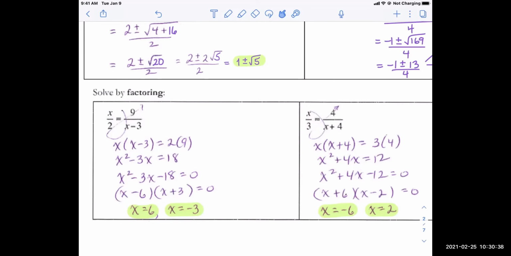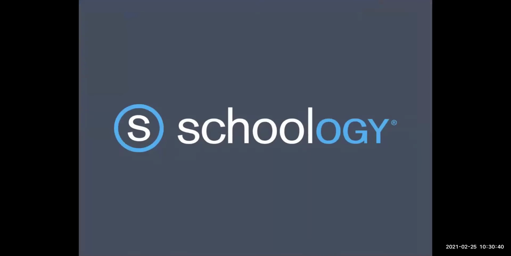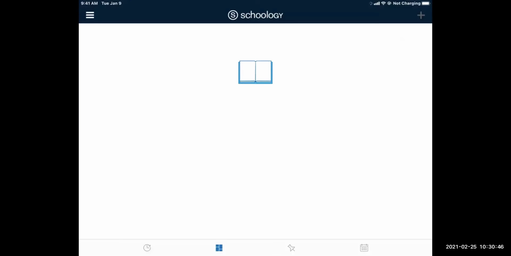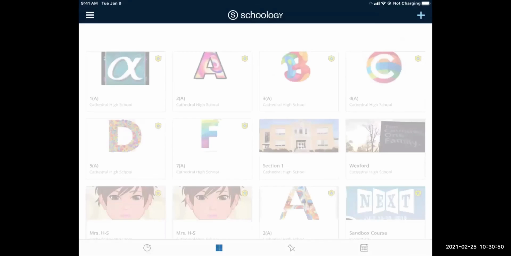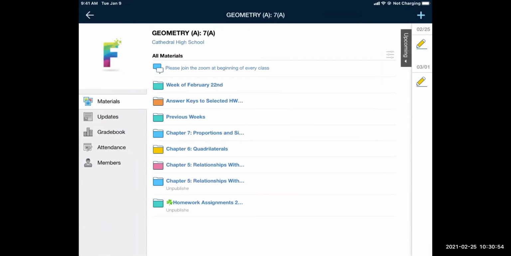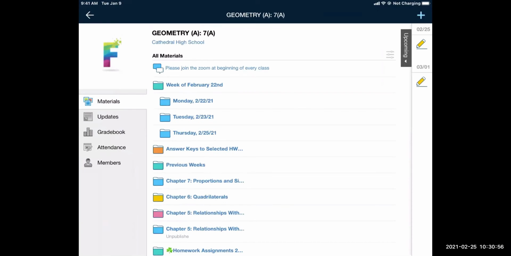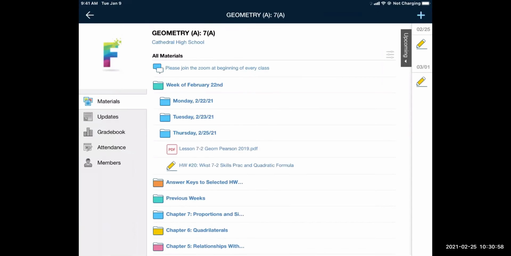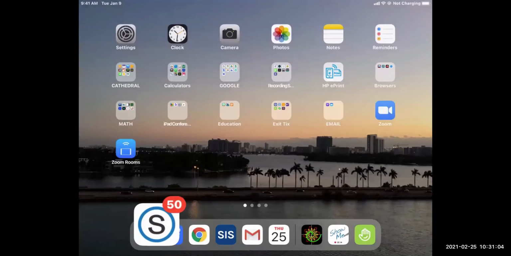Okay, we're going to go ahead and get lesson 7.2. So 7.1 was solving proportions. 7.2, we're going to start talking about similarity. All right, so go to today's folder and import lesson 7.2. Your homework is going to have 7.2 stuff and then also some more quadratic formula practice.